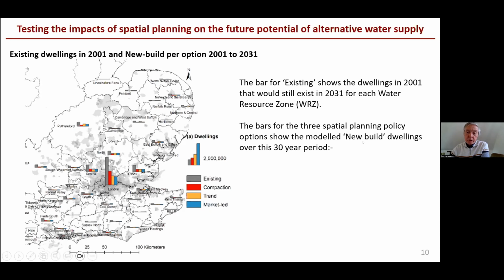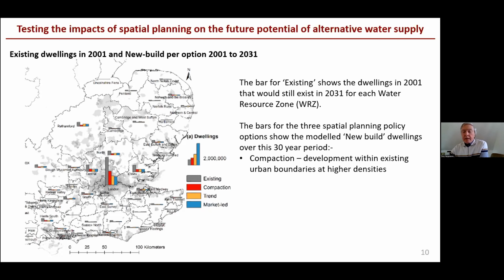And then the other 3 bars show spatial planning options. This is for new build dwellings over that 30-year period. Each of these options is addressing different aims for spatial planning policy, because when it comes to regional spatial planning, there are often different opinions amongst planners, and not just planners but the government as well. So compaction is addressing the aims to improve the environment by reducing the amount of travel and the amount of energy demands in buildings and so on. That's building higher density within existing urban boundaries.